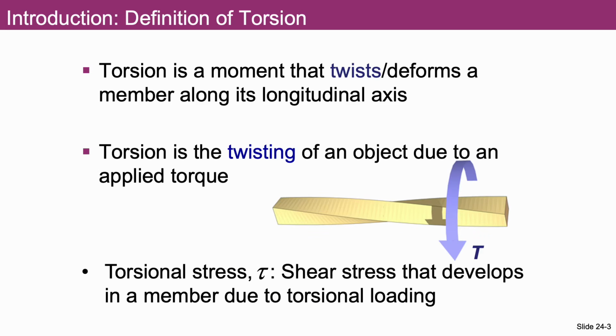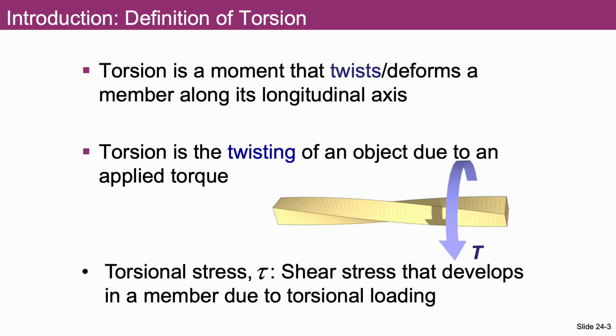First, let's define torsion. What is torsion? Torsion is a moment that twists or deforms a member along its longitudinal axis. It is the twisting of an object due to an applied torque. And in this figure, as we can see, there is a rectangular bar. Actually, it's not circular, but it is a rectangular bar which is subjected to an external torque. And due to this applied torque, this rectangular bar experiences some twisting deformation, some torsional deformation.